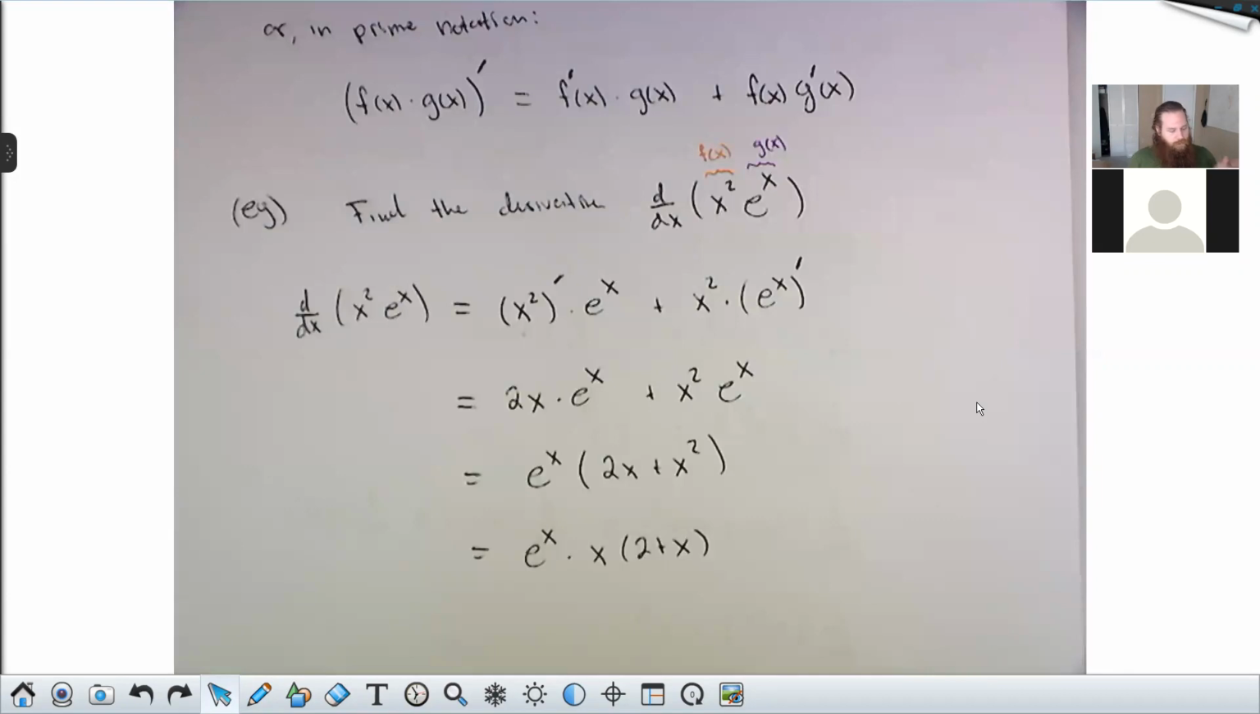Questions on the differentiation or the algebra steps here, anything at all? On the formula that was used or why it looks like this?